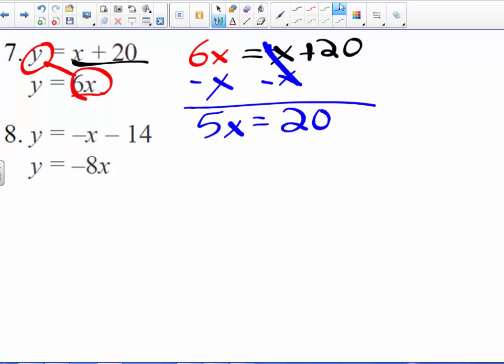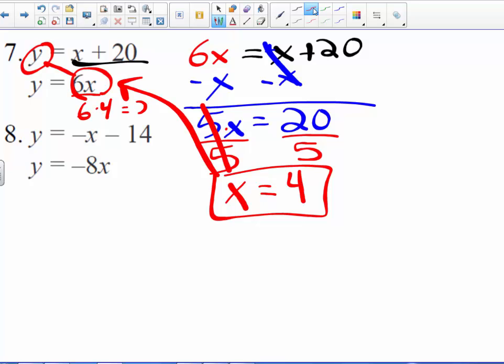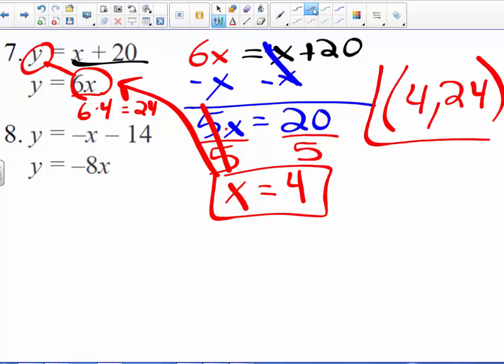Isolate the variable x further. It's 5 times x, so you do the inverse: divide both sides by 5. 5 over 5 is 1. X equals 20 divided by 5, which is 4. So the value of x is 4. Plug in the value of x for y equals 6x, so 6 times 4 equals 24. The point where these two lines will intersect, if you were to graph it, is (4, 24). That's your solution, (4, 24).